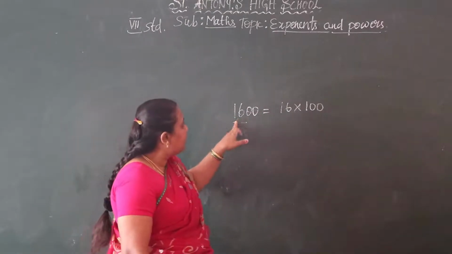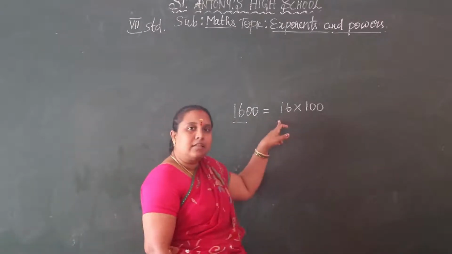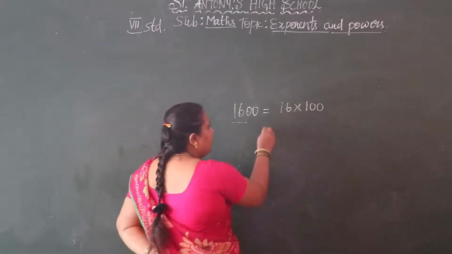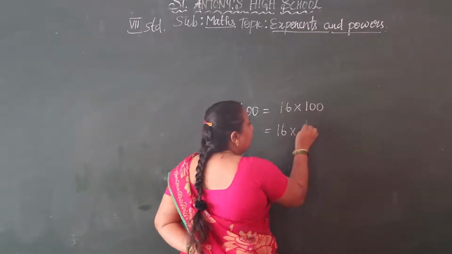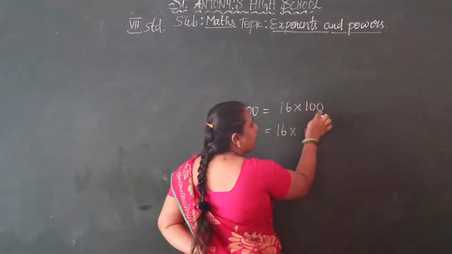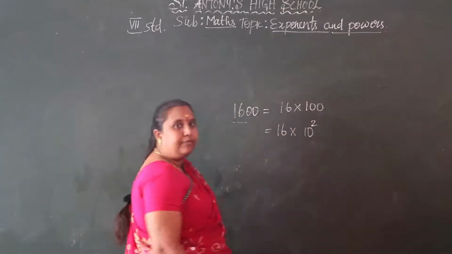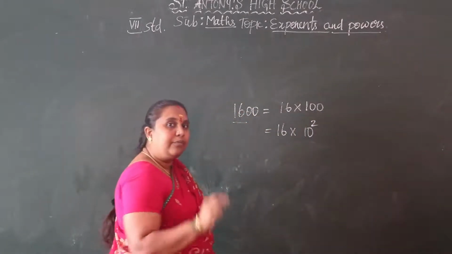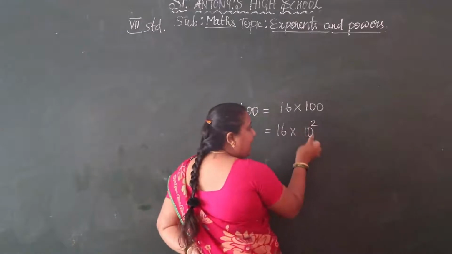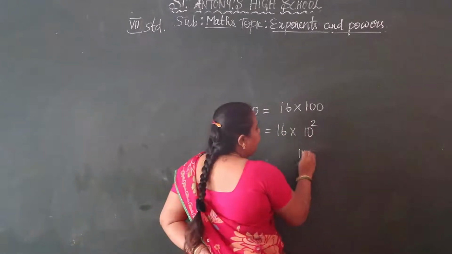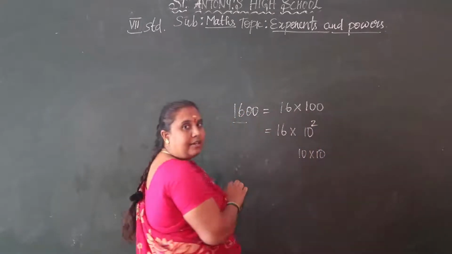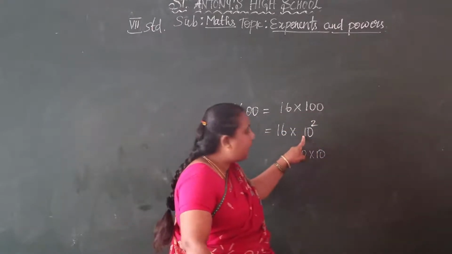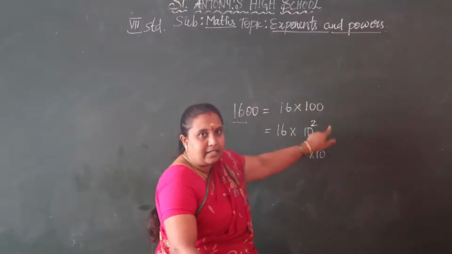So here 16 into 100 is 1600. Now we have to write this 100 as 10 to the power of 2, so 16 into 10 to the power of 2. 10 square means we multiply 10 two times. Is it right? 10 into 10, 10 tens are 100. So now 100 we write in the exponential form, that is 10 square.